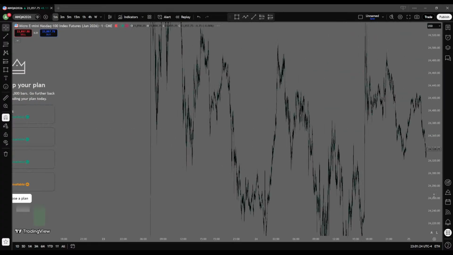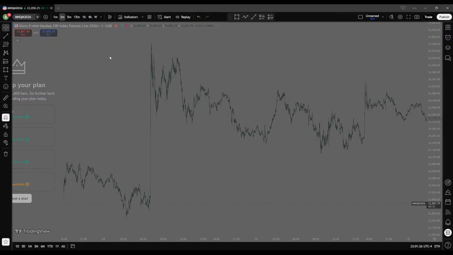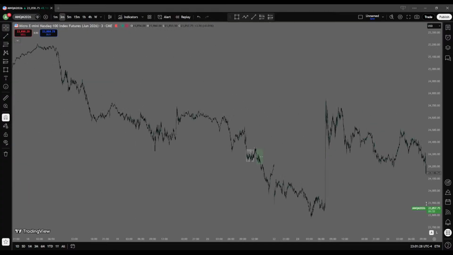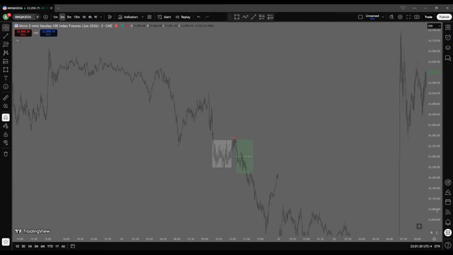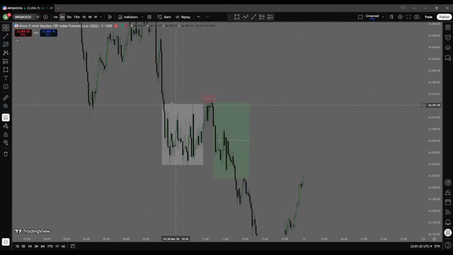Where was it? Does anyone remember where I just had? No, I can't show the ones. I don't have enough data. We could do the 3. This looks a bit better. So you have the consolidation phase, right? Nothing's happening. This one for 2 hours.